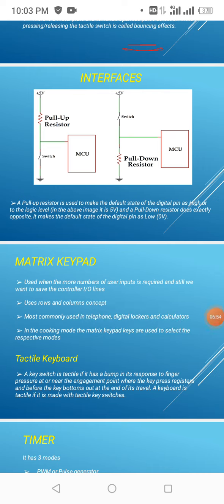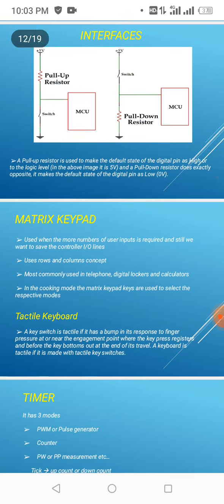Next, we see the tactile keyboard. A key switch is tactile if it has a bump in response to finger pressure at or near the engagement point. The key press registers before the key bottoms out. A keyboard is tactile if it is made with tactile key switches.